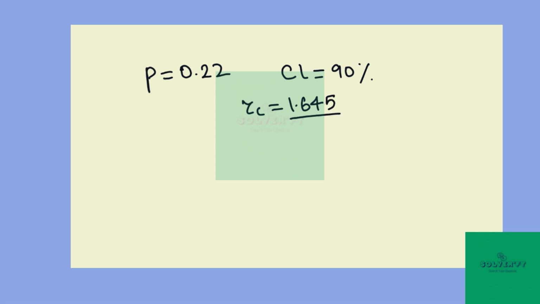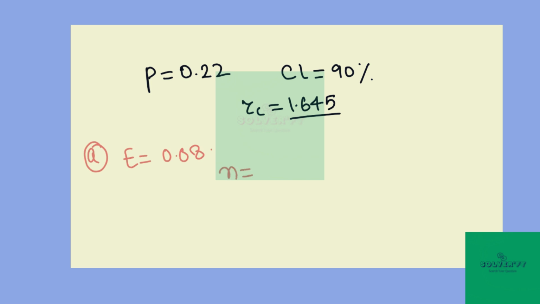All right, so in the given question, we have been asked to determine the sample size. So here we have a prior estimate of 22%, that is 0.22, and the confidence level is 90%, right? So the critical value that will be used is 1.645. All right. Now, in the first part of the question, the margin of error is 0.08, right?